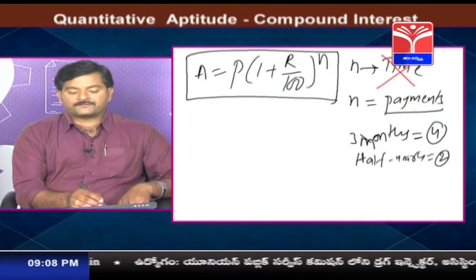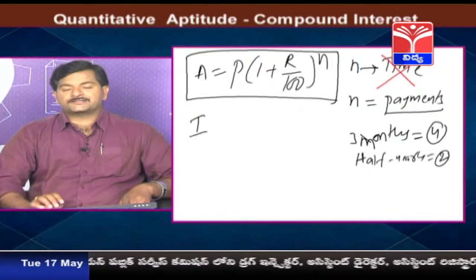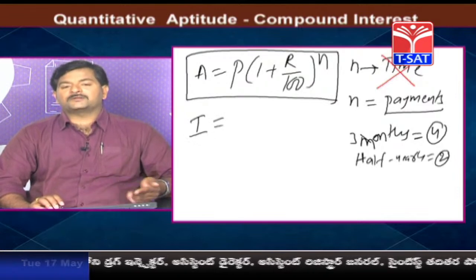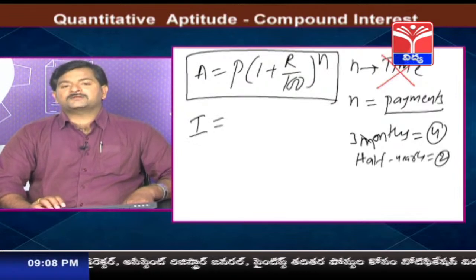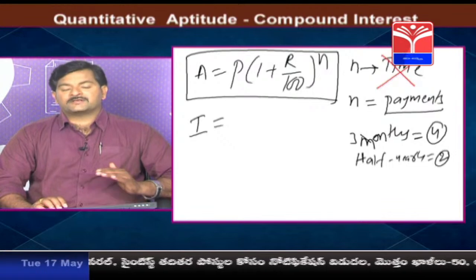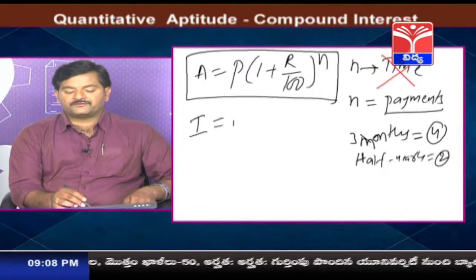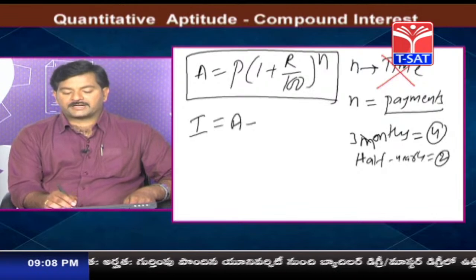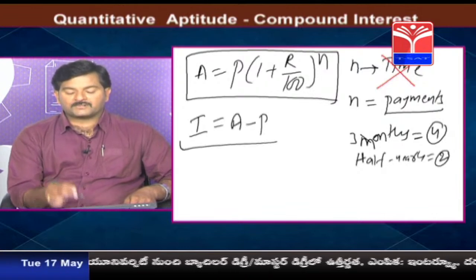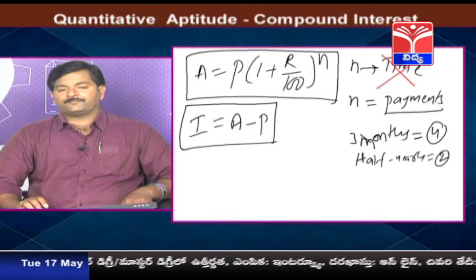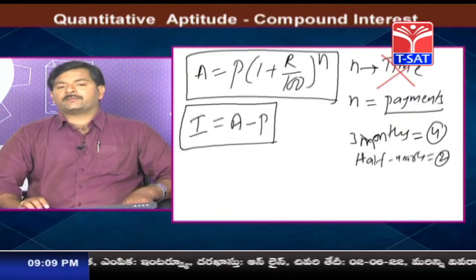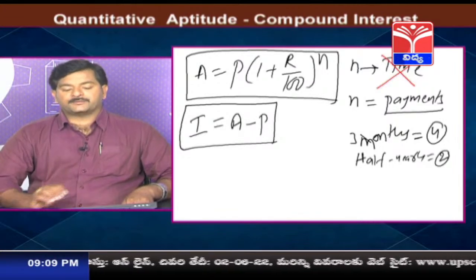Okay. So there is no separate formula to find the compound interest. If we ask you to find the compound interest, first of all we need to find the amount. After getting this amount, from this amount we have to subtract the principal. Then I is equal to A minus P. You get the compound interest simply.